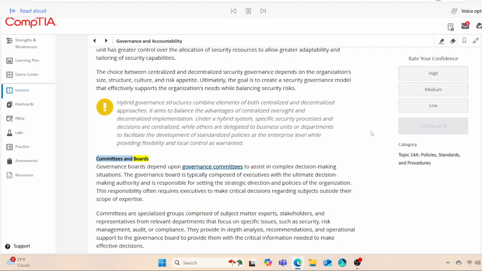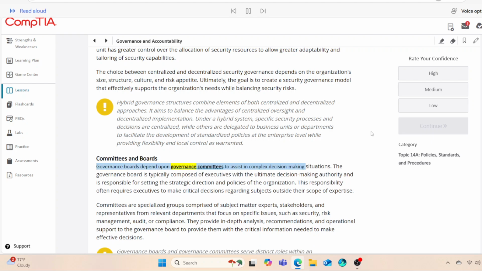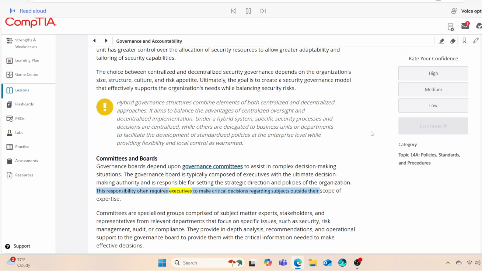Committees and boards. Governance boards depend upon governance committees to assist in complex decision-making situations. The governance board is typically composed of executives with the ultimate decision-making authority and is responsible for setting the strategic direction and policies of the organization. This responsibility often requires executives to make critical decisions regarding subjects outside their scope of expertise.